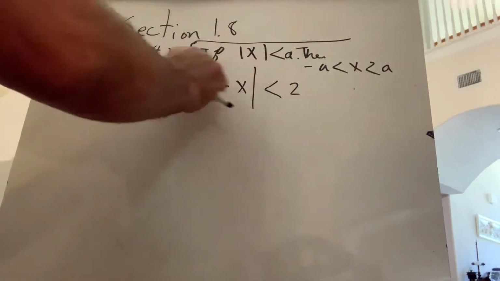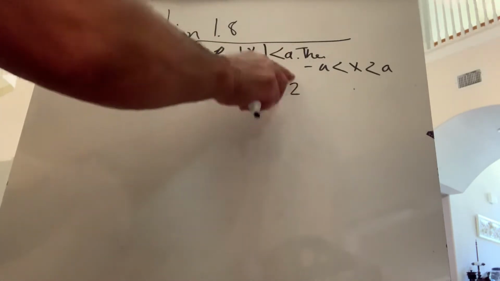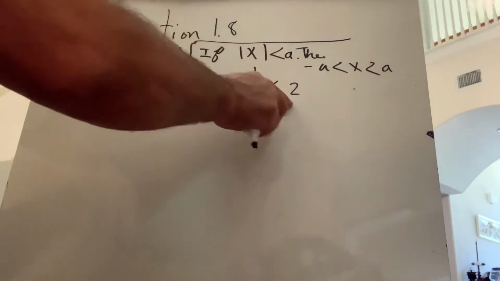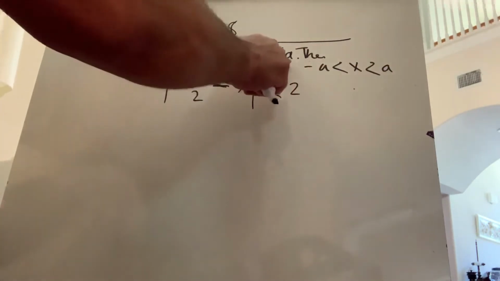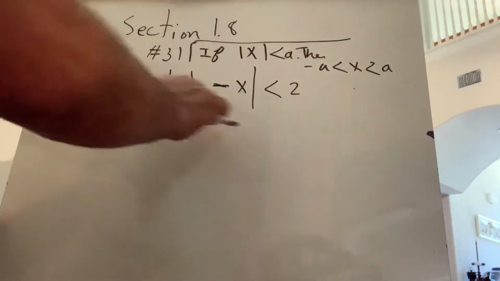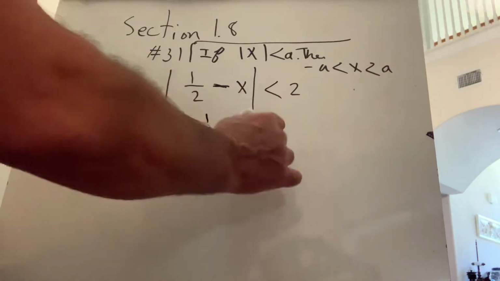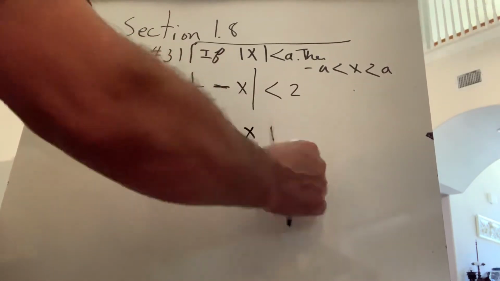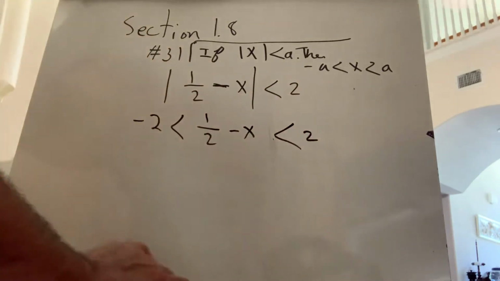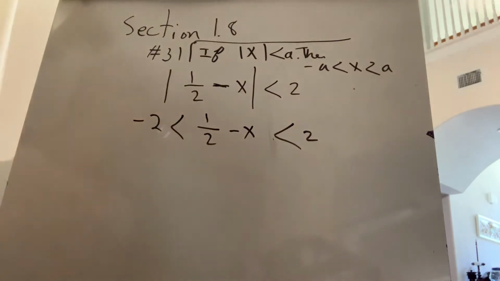Your x is always what's inside the absolute value, and the number is what's on the other side. So right now our x is 1/2 minus x, and our a is 2. Based on this rule, this becomes negative a, which for us will be negative 2, less than x, all that expression inside the absolute value, and then less than the number a, which in this case is 2. If you remember from section 1.7, there were inequalities called three parts. So now we have a three-part inequality.